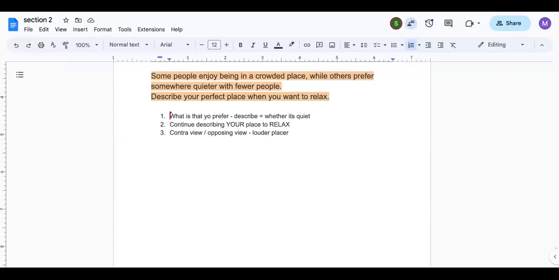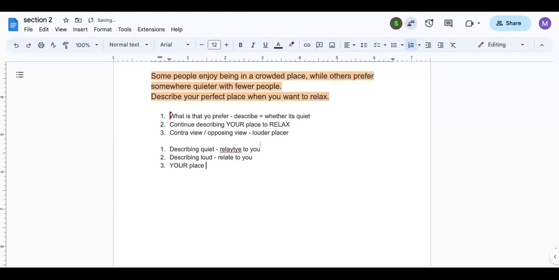Or if you want to do it the way that you were speaking about, again, when you're describing quiet, this has to relate to you. When you're describing loud, again, it has to relate to you. And then you can describe your place.